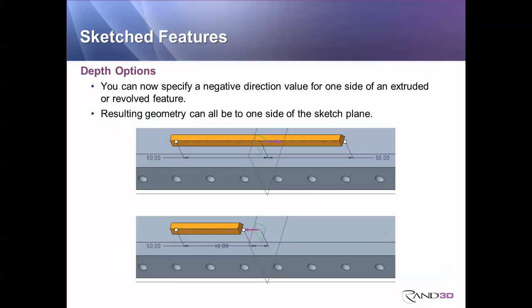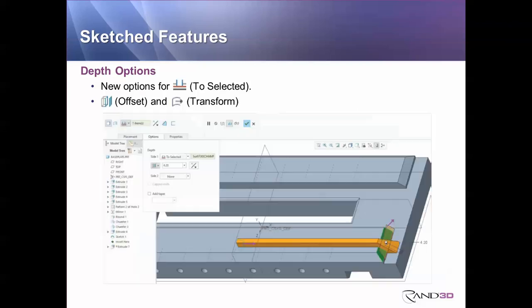You can also specify a negative direction value for one side of your base form, extrude or revolve, and the resulting geometry will be all on one side of the sketch. You have some new depth options. When you assign to selected, there's a little drop down area where you can specify offset, which brings up a value field, or transform options.